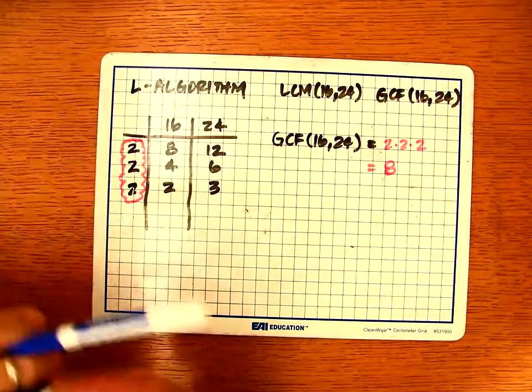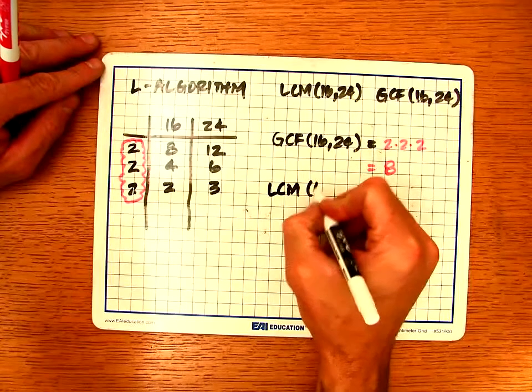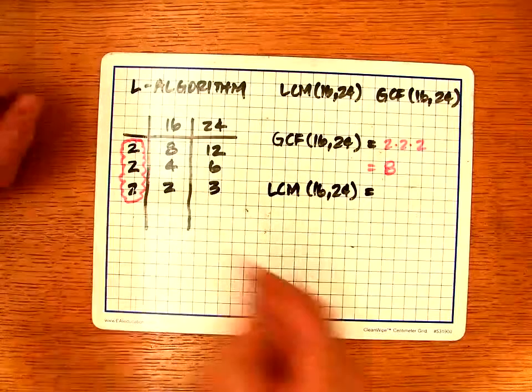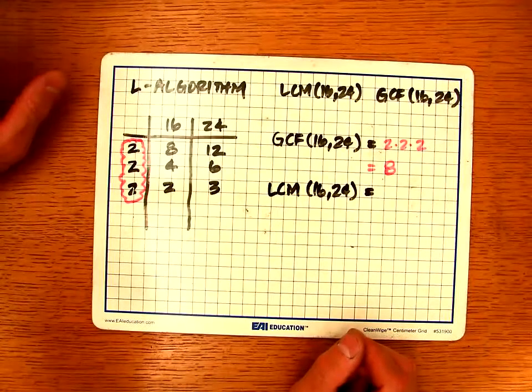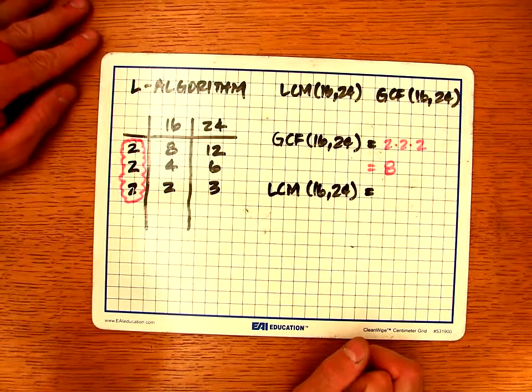Okay, let's go ahead and move on and talk about what the least common multiple of 16 and 24 is. I'll give you 15 seconds to think to yourself: now where on the diagram could I find the least common multiple of 16 and 24?